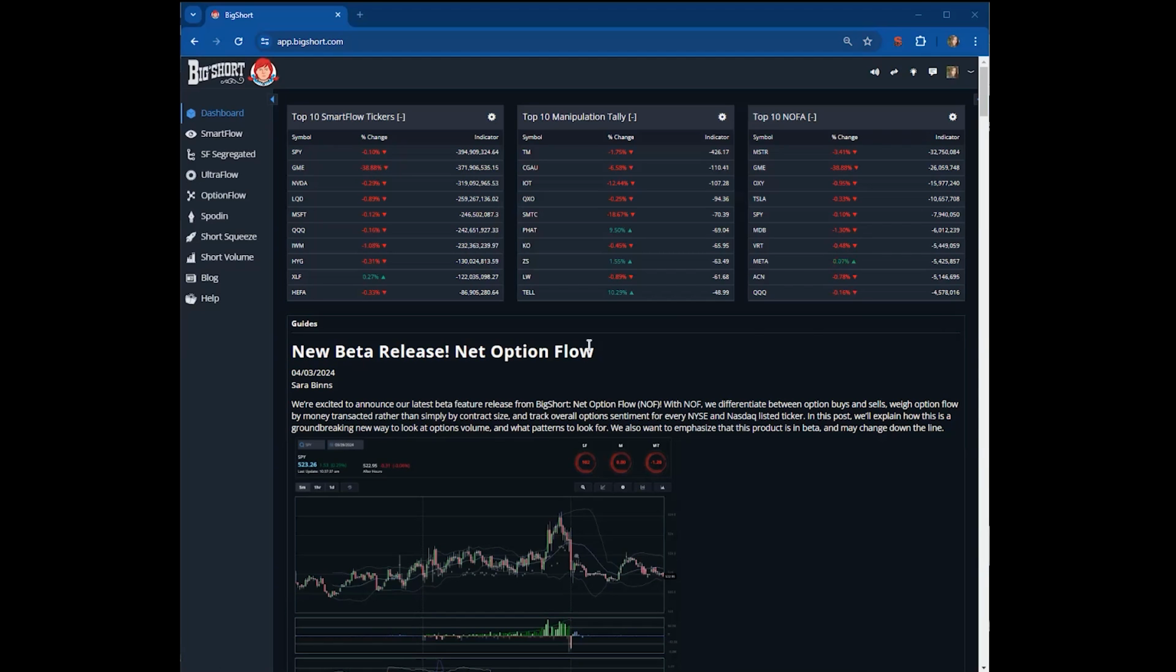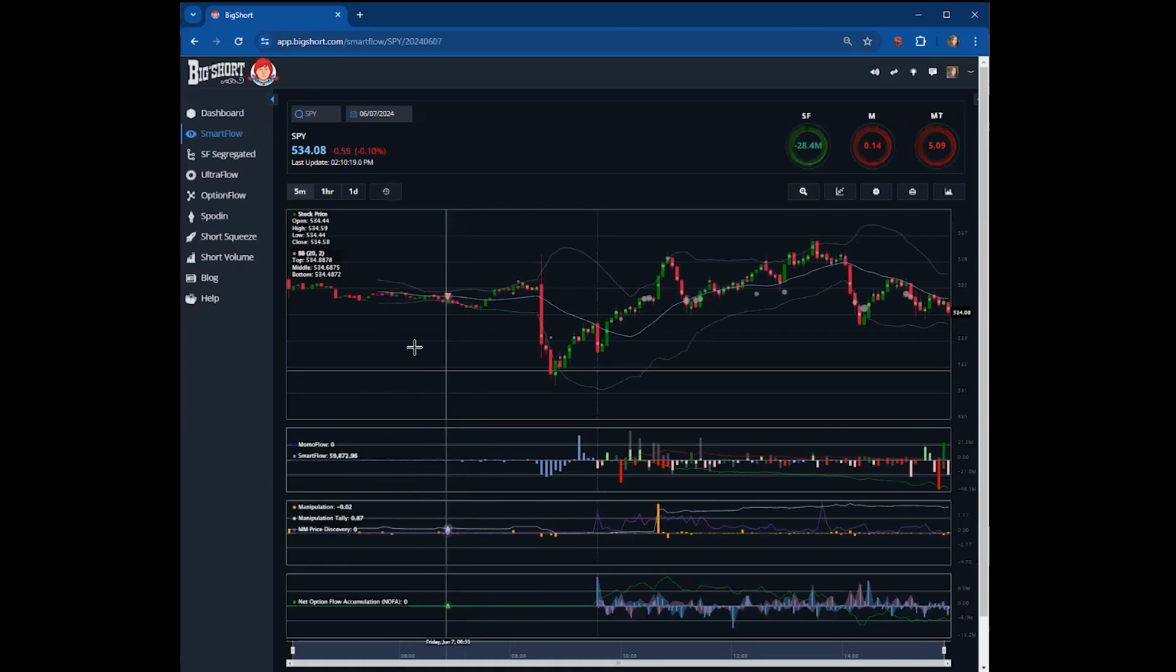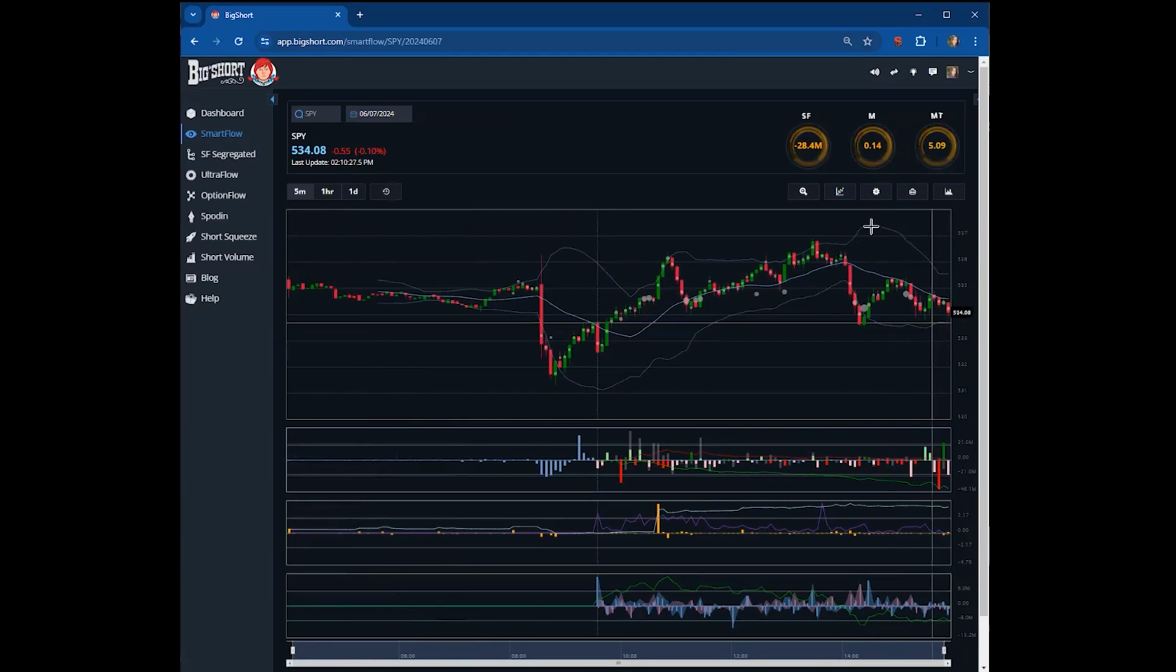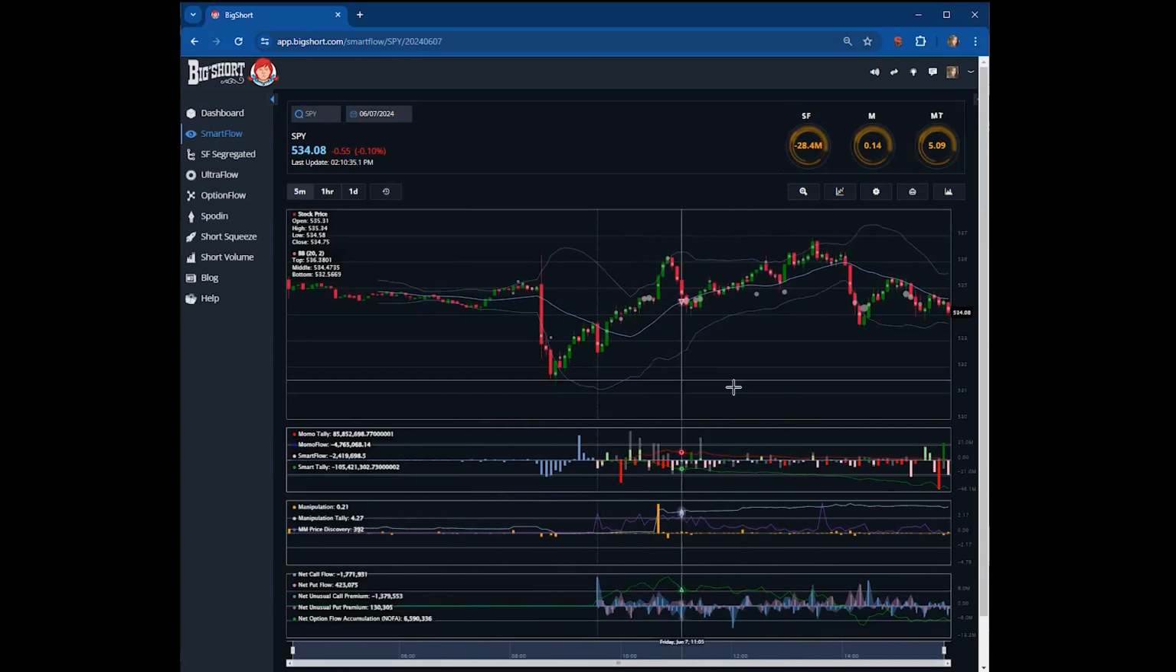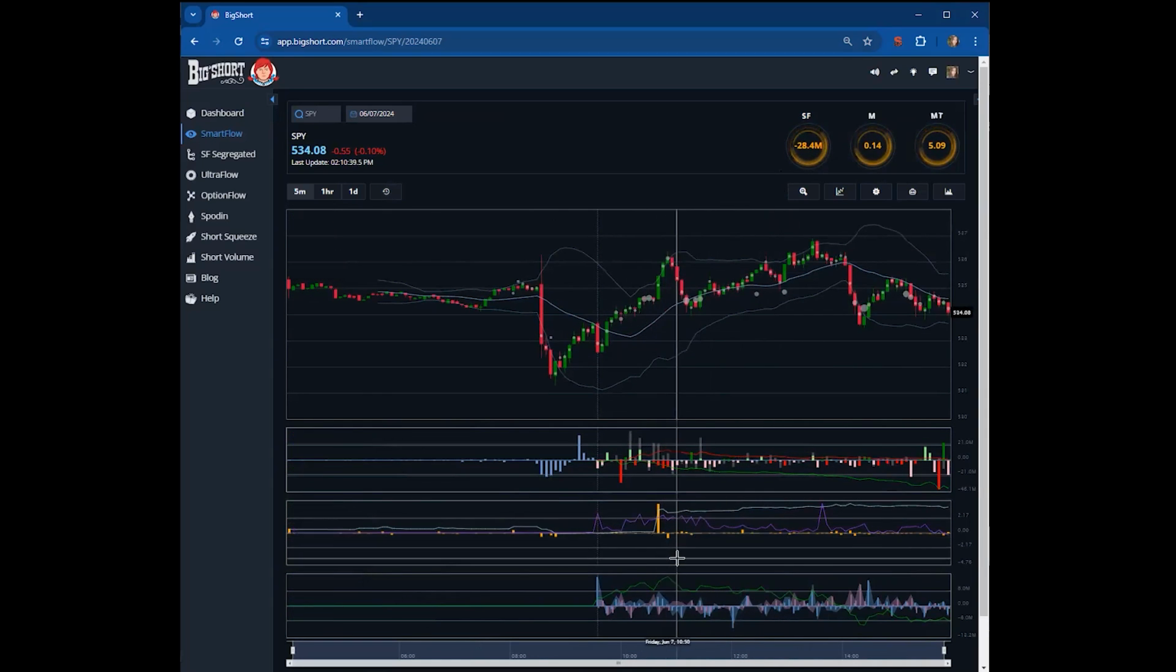Okay, sounds good. So those are our top 10 lists. And now I'll be going into the SmartFlow chart. SmartFlow is the bread and butter here at BigShort. I'll spend probably 98% of my time when I'm using BigShort on this screen. I'm just going to go over everything from top to bottom and go pane by pane and talk about our indicators and what they mean and how I like to read them.